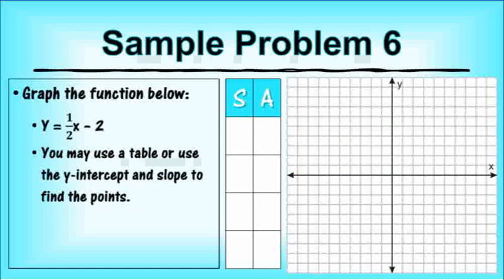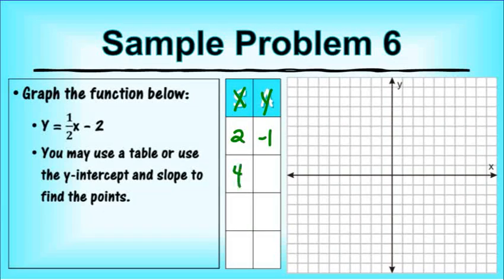Next one, graph this function, y equals half x minus 2. Says you may use a table or use the y-intercept and slope to find the points. We're going to do both of them here. Okay, so there's your x and there's your y. If I don't want to use fractions in here, I'm going to use certain numbers so I don't have fractions. So if I put a 2 in there, half of 2 is 1. 1 minus 2 is negative 1.